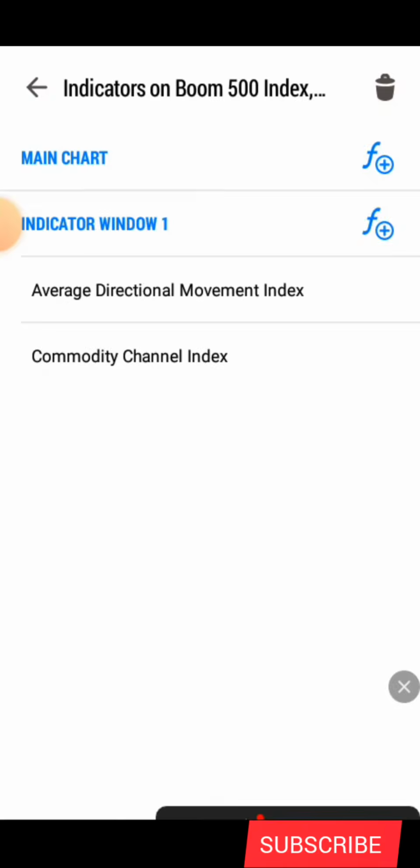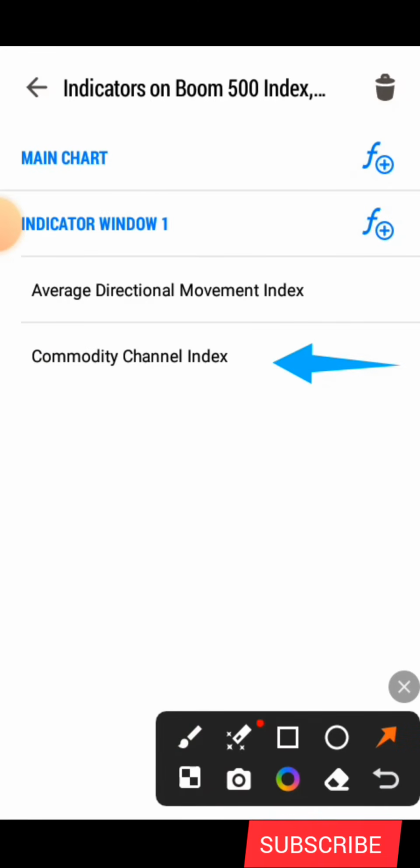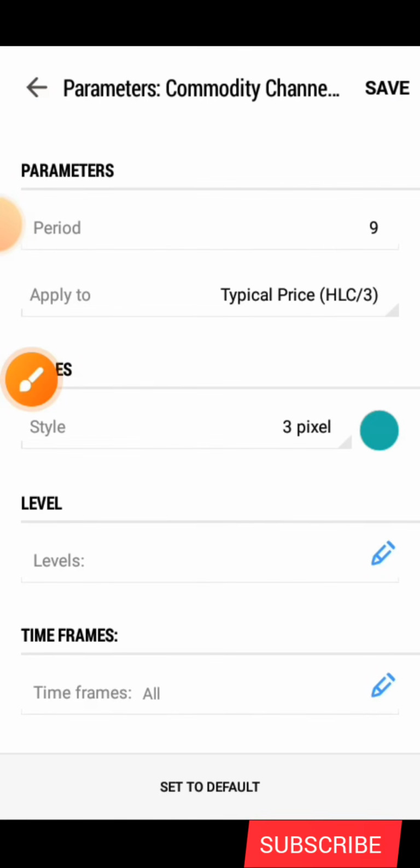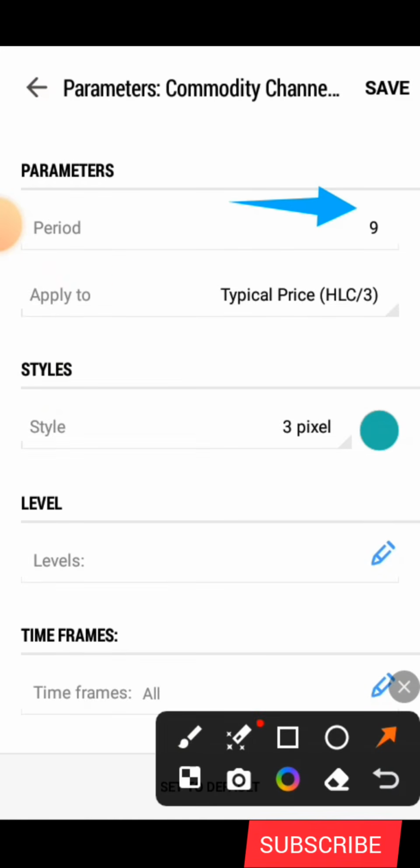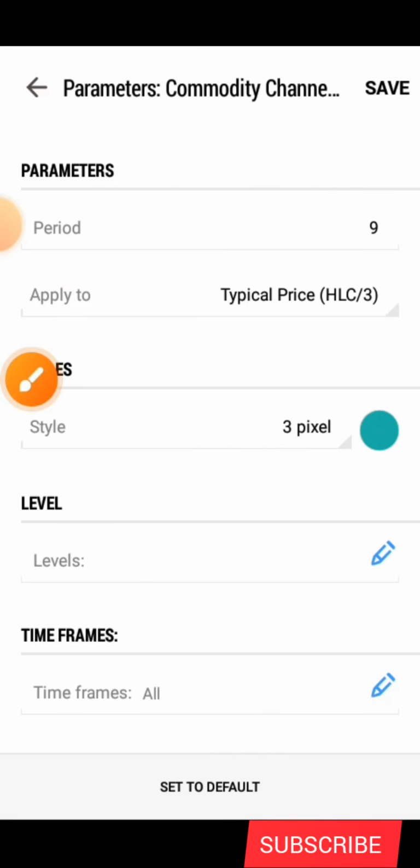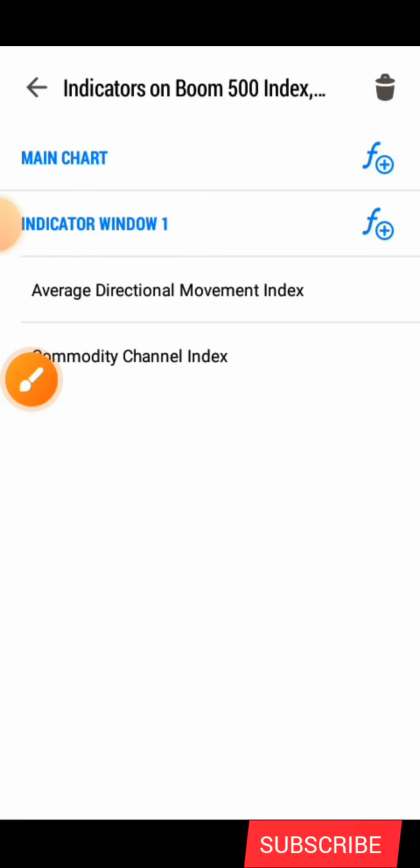Now the next indicator here is the commodity channel index. After you add the average directional movement index, you're going to have the second icon here. The second icon is the one you have to click before you add the commodity channel index. Now these are the settings for the commodity channel index. The period is 9, apply to typical price. Under this we have 3 pixel, and the color is green. After that you click on save. Nothing more.